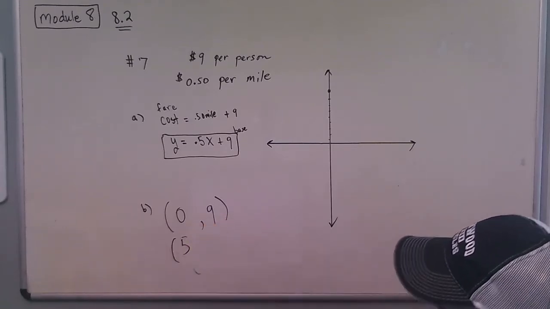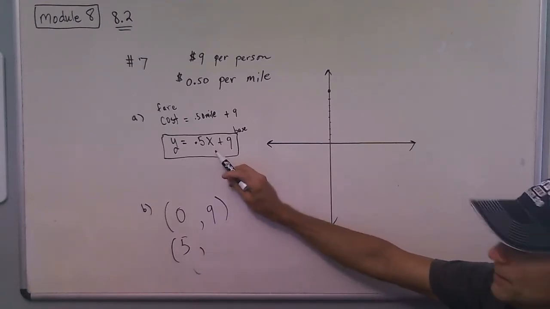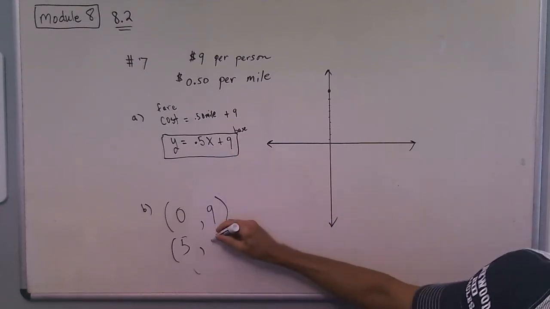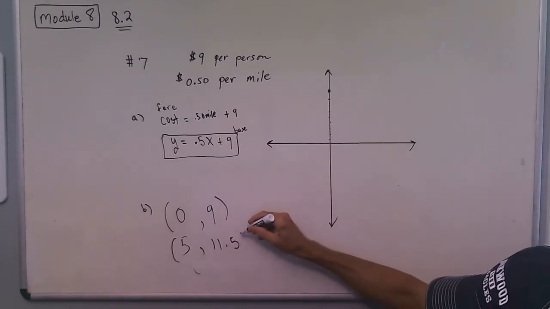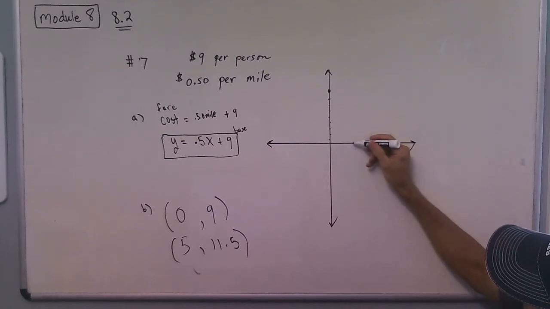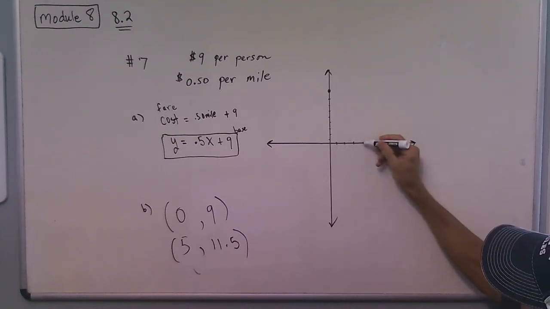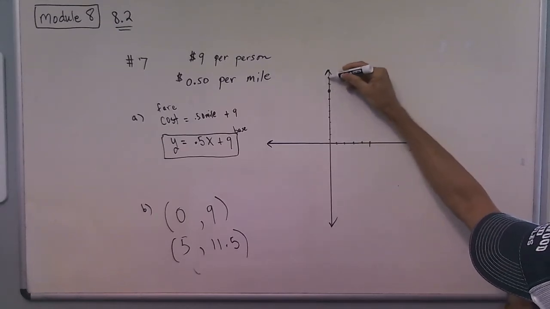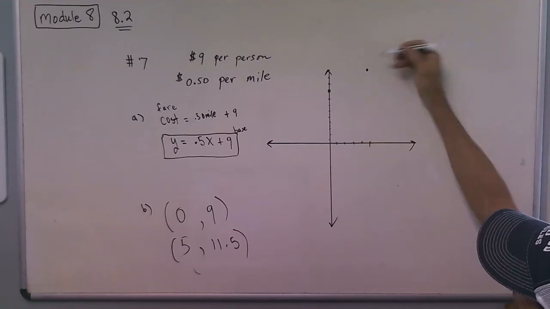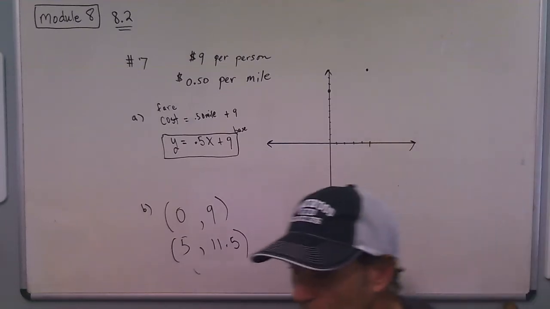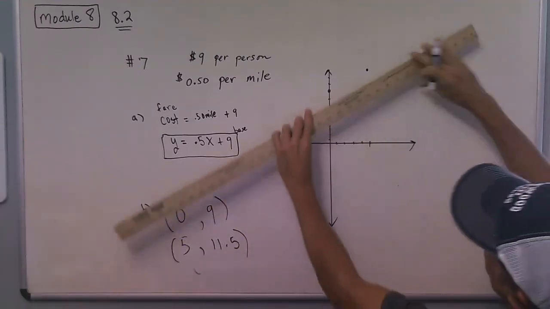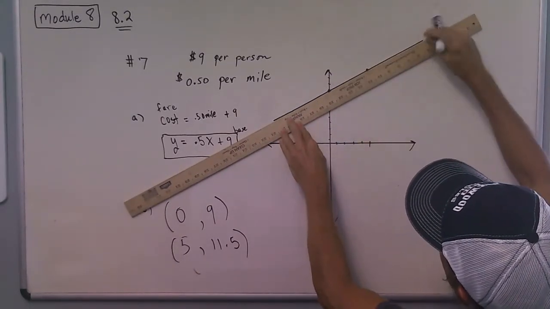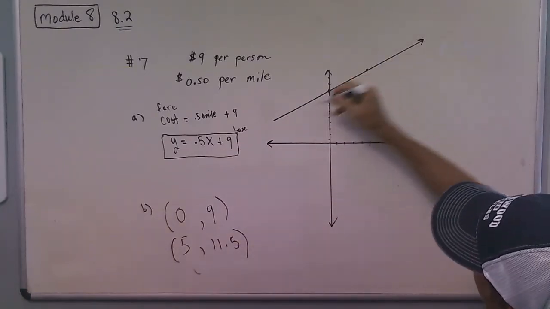Then we could say, well, what happens if the person takes the cab for 5 miles? Well, 5 times 0.5 is $2.50. So we'd have $11.50. So at 5, so 1, 2, 3, 4, 5, it's going to be about up here, because that's 9, 10, 11. So right about in here. And then what we do is, let me grab my yardstick here. We draw a line through here. And that would be the linear equation that would represent the cost of a one-person cab ride.